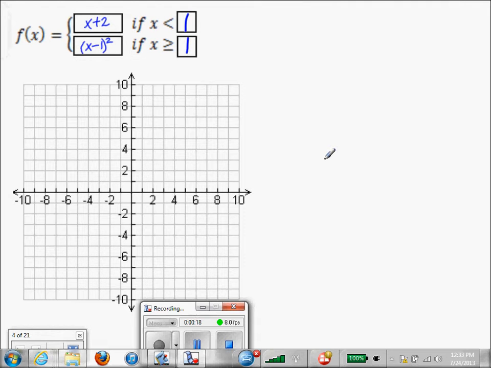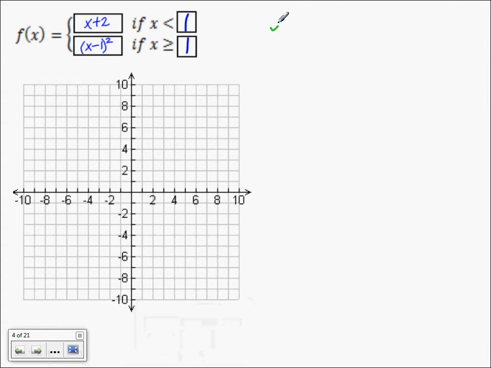Okay, so for this next problem, we have f of x is equal to x plus 2 when x is less than 1, and the quantity x minus 1 squared if x is greater than or equal to 1. Okay, so first what we want to do is to graph each function when f of x is 1.